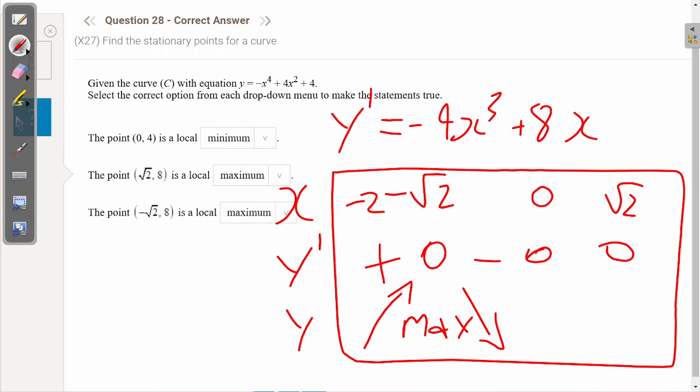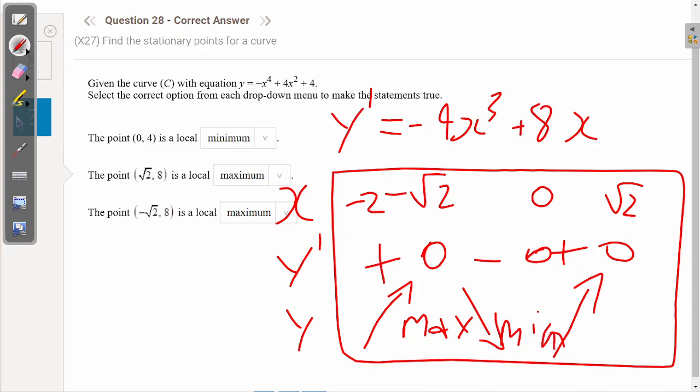Okay, now let's do 0. What's something between 0 and radical 2? It's 1. So let's substitute 1 in the derivative also. You will get 4, which is positive. So it will be rising like this. So this is a minimum. It's going down, then up.